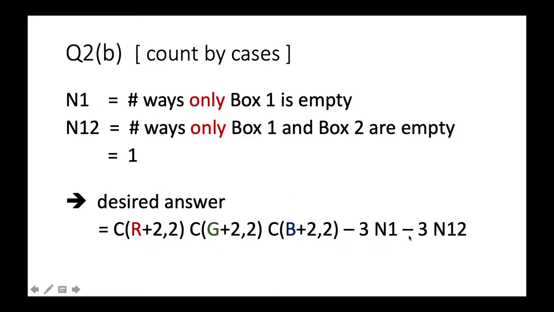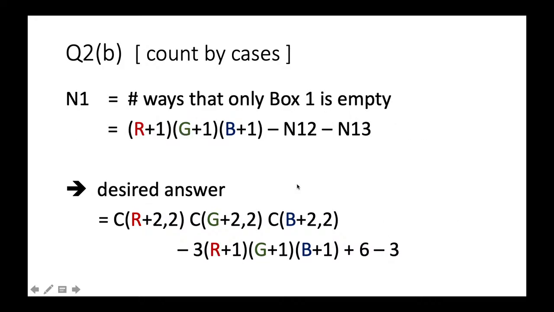And similarly, we should also deduct 3 times m12. So this minus 3 here. What remains is to find the value of n1. If we know n1, then we are done. So what is n1? n1 is the number of ways that only box 1 is empty. Let us compute the case that box 1 is empty, but we don't care about box 2 and box 3.